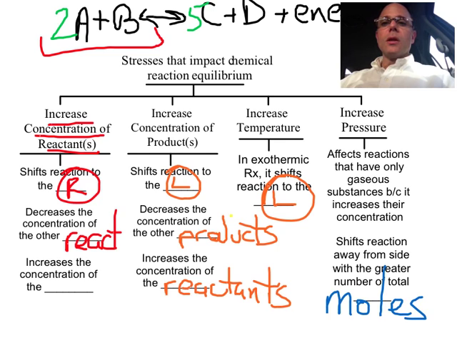Now, we could also talk about, instead of increasing concentration, decreasing concentration. Obviously, it would be opposite. Decreasing concentration of the products would be opposite. Decreasing the temperature would be opposite of this. And decreasing pressure would be the opposite of this. Still be the moles, but it would go in the opposite direction.